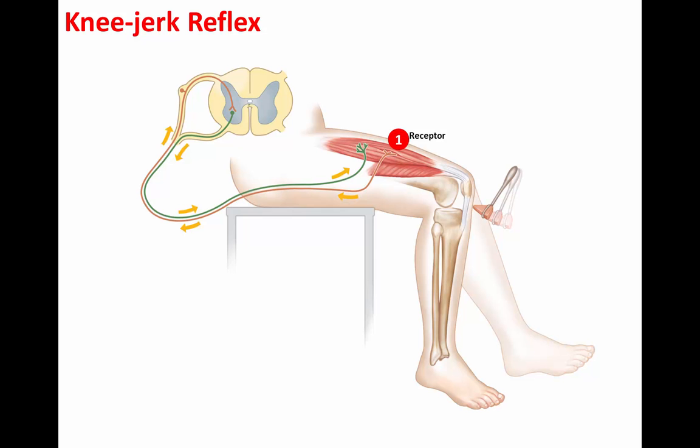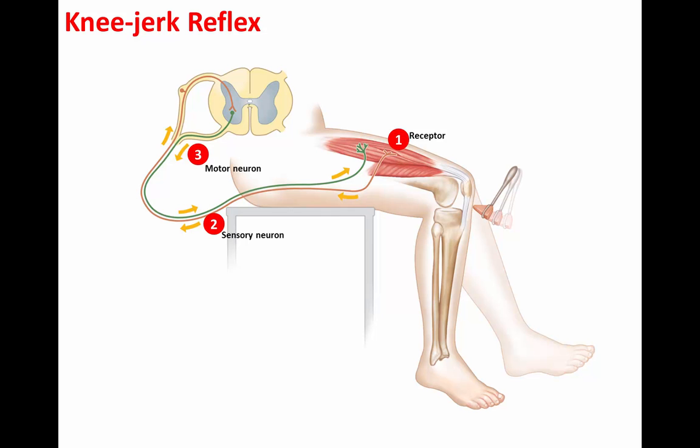Now let's take a look at the knee jerk reflex. Beginning at number 1, the receptor. When the patellar hammer strikes the knee, stretch receptors in the quadriceps femoris are stimulated. This initiates a nerve impulse along a sensory neuron in the peripheral nervous system, which transmits the information into the central nervous system. Within the spinal cord, the sensory neuron synapses with a motor neuron.